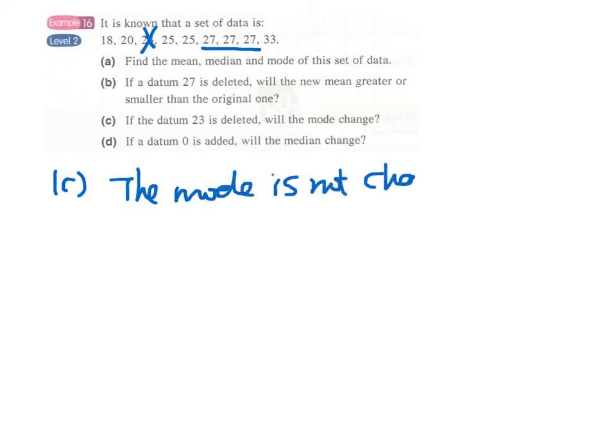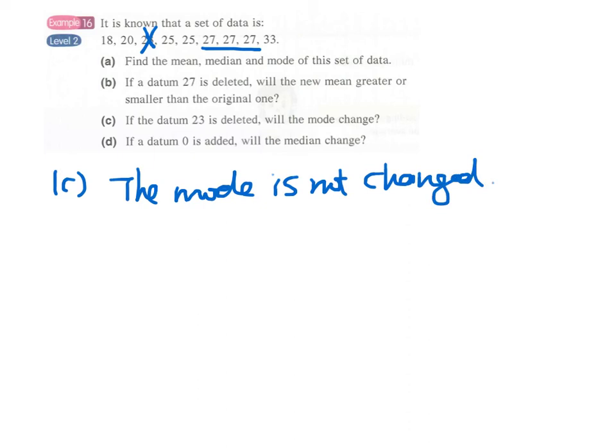And now we come to part C. If the datum 23 is deleted, will the mode change? So we can see that even if we remove the data 23, the mode is still 27 because we still have three 27s in the set of data. Therefore, the mode is not changed.